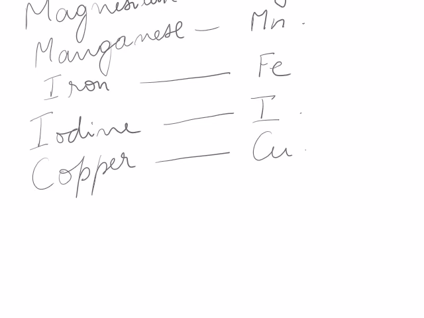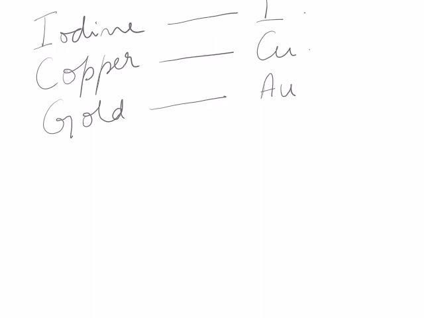Then gold. Yes. Mama has gold jewelry, right? So the symbol for gold is again Au, based on the Latin name aurum. Gold is called aurum in Latin. From that, the symbol Au is given to gold. Then silver. Yes, you have silver items at home, right? Silver is given the symbol Ag, also based on its Latin name argentum.